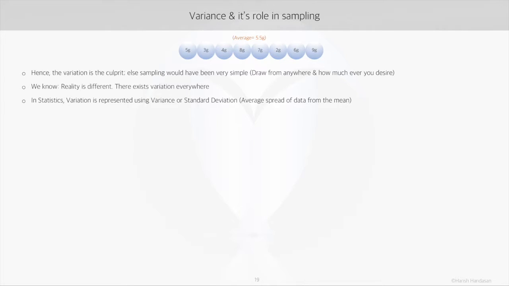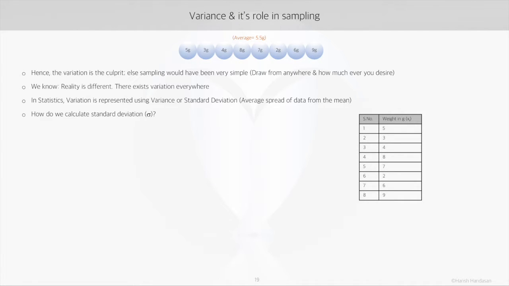Stats gives us the concept of variance or standard deviation to quantify the variation. It can be simply understood as the average spread of data from the mean or center of the data distribution. The earlier video about understanding the sigma level has a detailed explanation of standard deviation. You can find the video link in the description, or you can look for the video on the page. But for the sake of this concept, let's go through the calculation quickly.